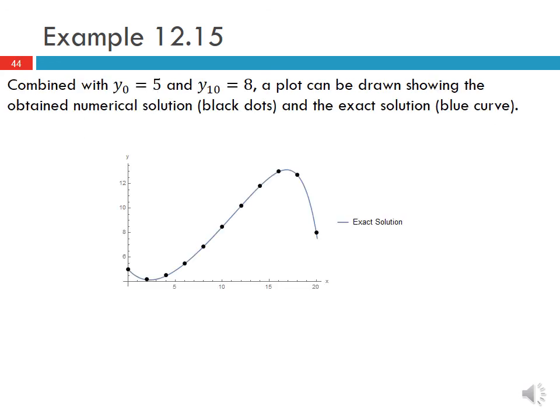So combining this with y0 is equal to 5 and y10 is equal to 8, we can draw the plot of the numerical solution, the black dots, and the exact solution shown by the blue curve, and we get an excellent approximation of the solution with this step size. So this concludes the section on methods for solving boundary value problems, and it concludes our chapter on ordinary differential equations.